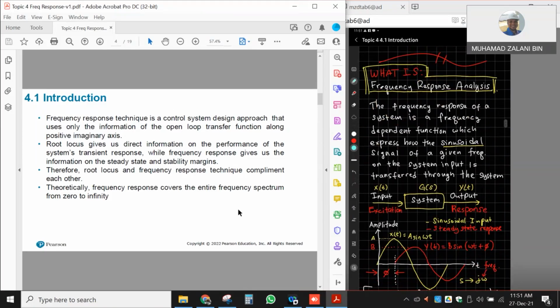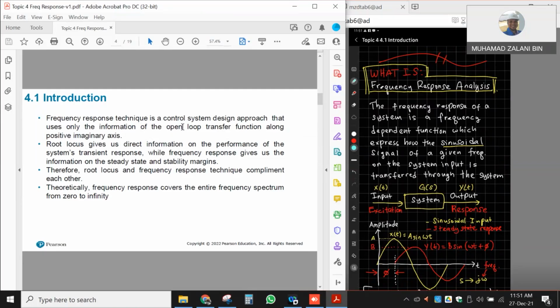So by definition, what is frequency response analysis? You can read this. The frequency response of a system is a frequency dependent function. We have the function of the transfer function actually, G of S.